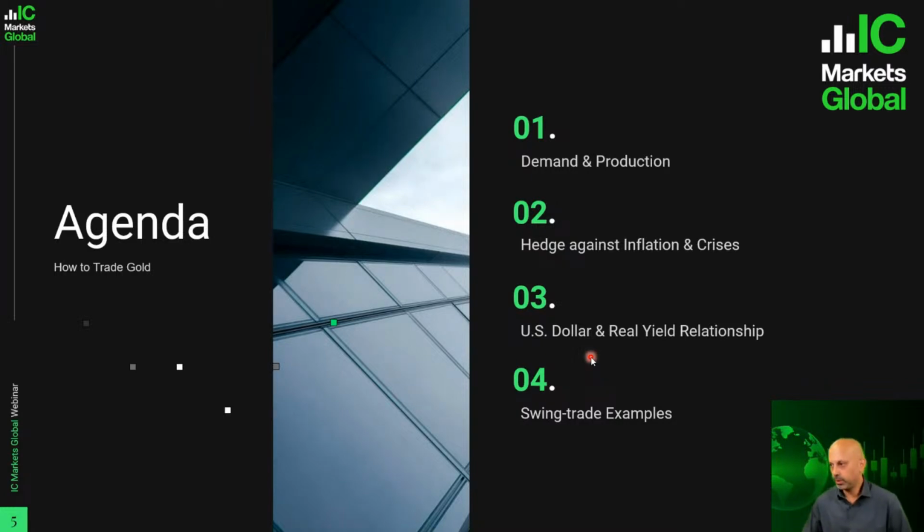We'll look at the fundamentals of gold first, at the basic level. We'll look at demand and production. We also hear a lot of statements about gold being a good hedge against inflation and crisis, so let's see if that's really the case. Then we'll look at the relationship between gold and the US dollar, which is something we are all more familiar with, and perhaps also the relationship between gold and real yields. So what are real yields? We'll come to that in this section.